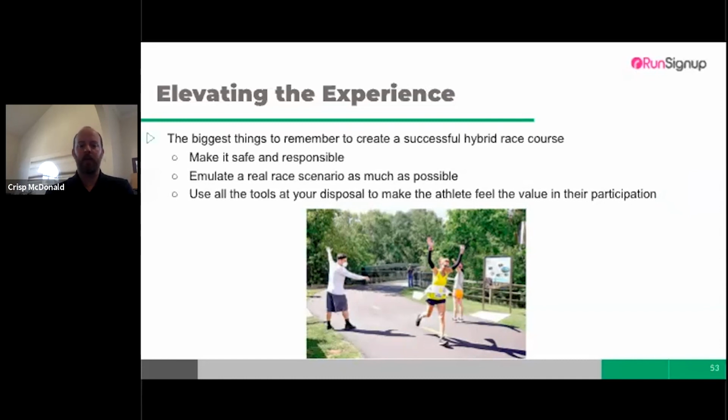And part of all that is utilizing all the tools that you have at your disposal. Because the more value that athlete feels like they have, the more successful your race is going to be, the more likely your athlete is going to come back and race with you again. And hopefully you're growing your listservs for when we can come back and have 20, 30,000 person events again.